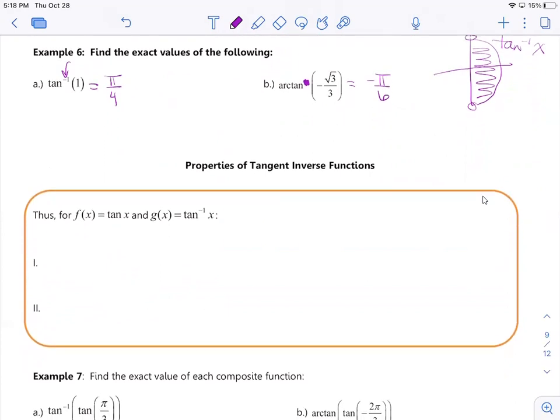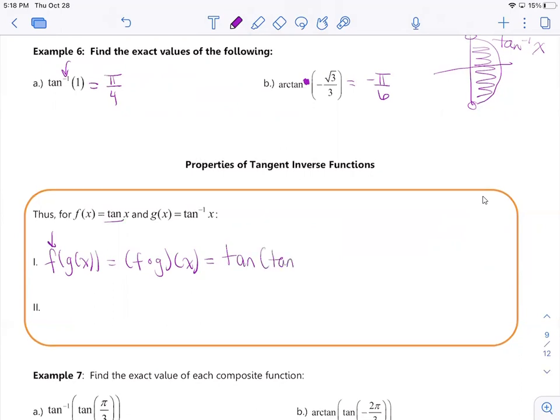So again, we have our definition, f of x is tangent of x and g of x is the inverse tangent of x. If I compose this way, remember it means the same thing as f of g of x. Well, that would just be tangent as your outside function because it's f, composed with inverse tangent. Again, this thing will spit out the input. However, we have some restrictions.